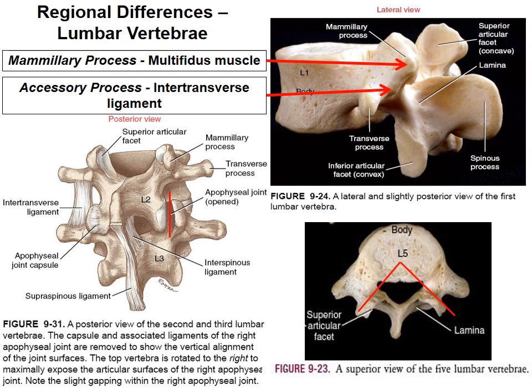And lastly, facet joint orientation. On the left picture, from a posterior view, you can see that the lumbar facet joints are near vertical to vertical.